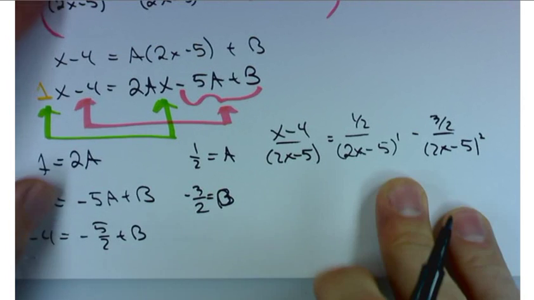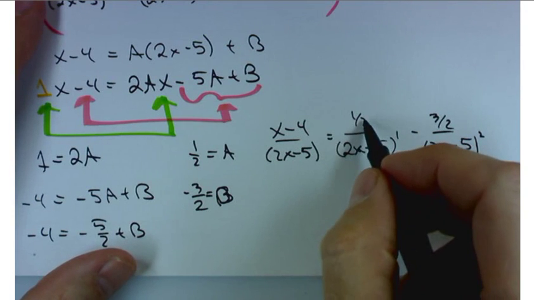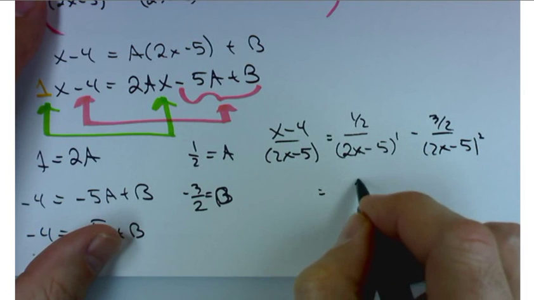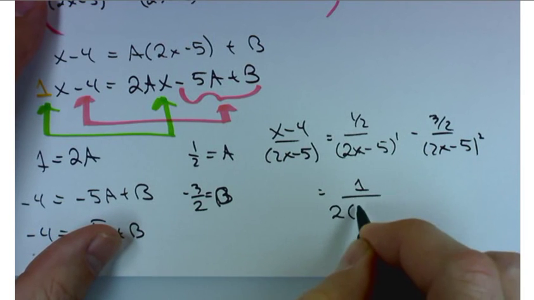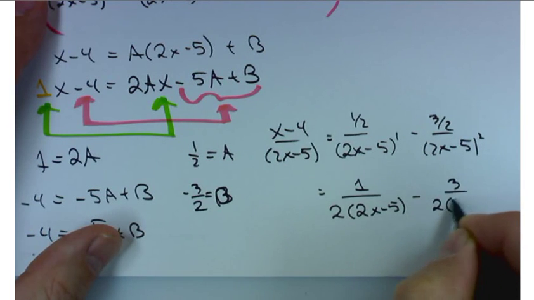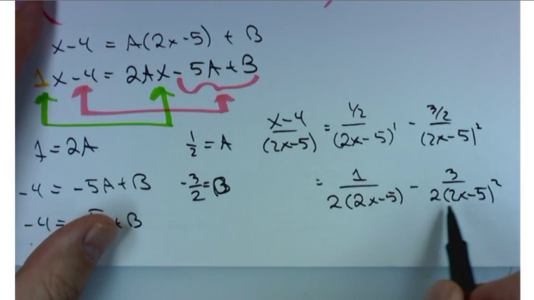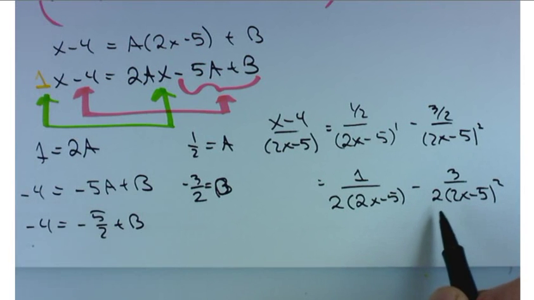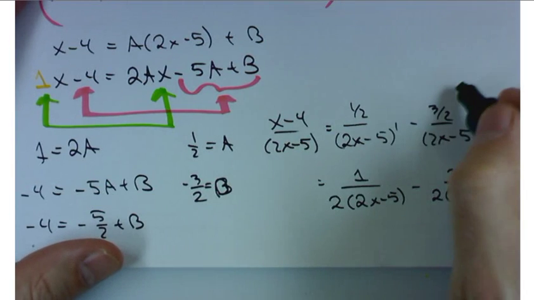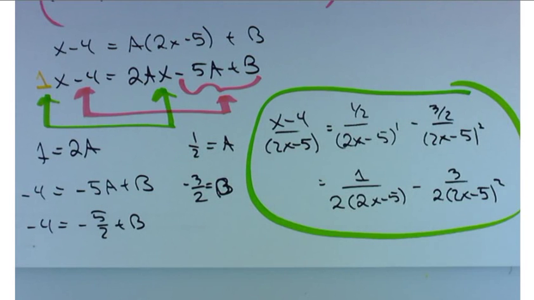Now what you might see done, depending on the author or whoever's writing the answer key, is these fractions brought down so that the 2 multiplies in the denominator. I'll have 1 over 2 times (2x minus 5) minus 3 over 2 times (2x minus 5) squared. You can distribute the 2 here. You can't distribute the 2 here. You'd have to FOIL that out before you distribute the 2. I'd accept either one. Frankly, these problems are long enough that I'd suggest you just leave it like this. But whatever works for you.